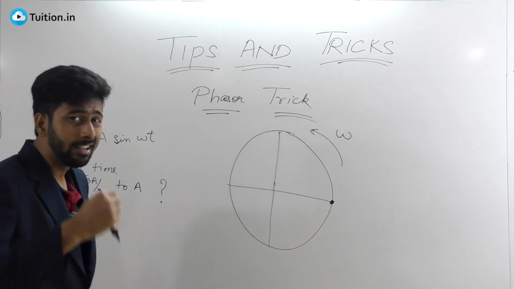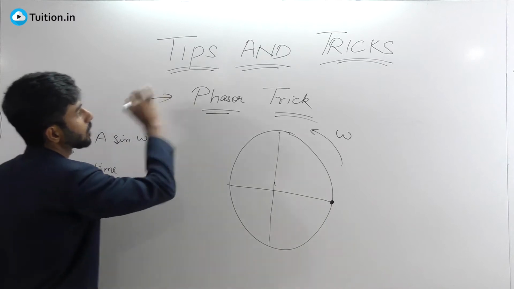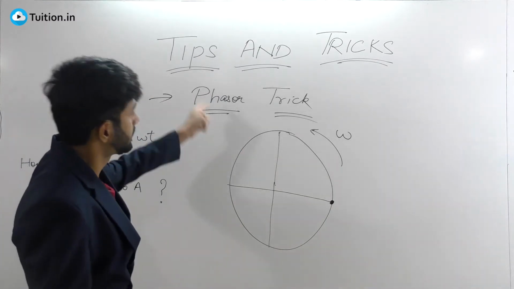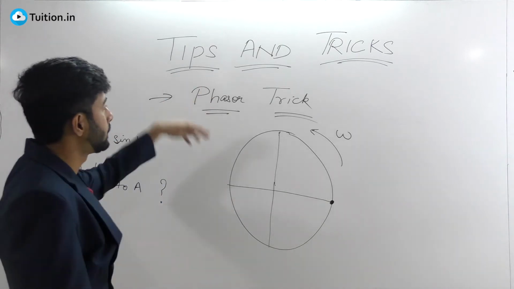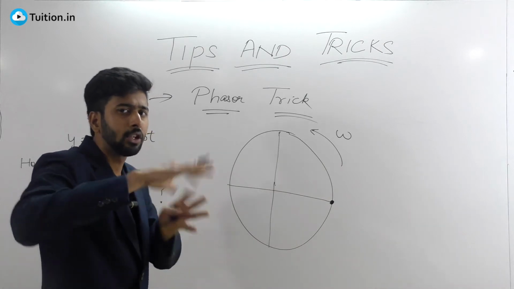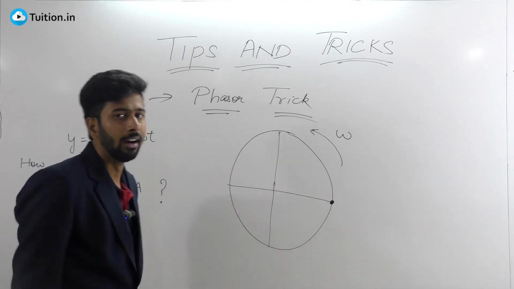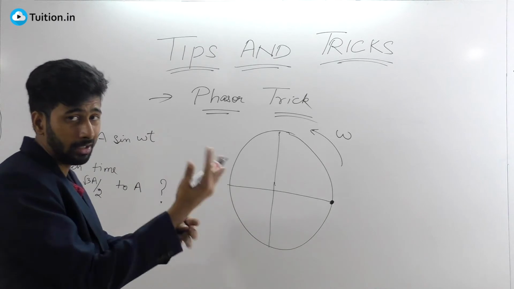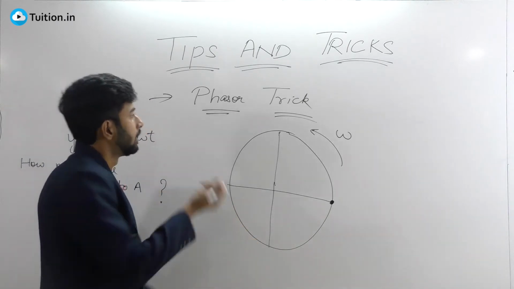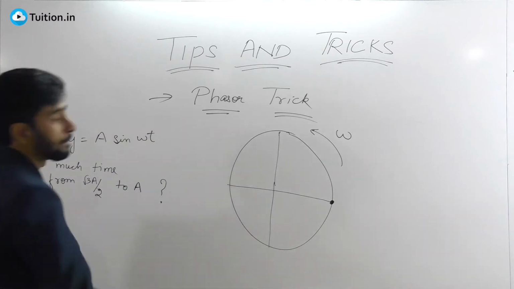Let's look at another very useful trick called the phasor trick from this particular chapter, simple harmonic motion. Remember, of all the tricks that I've told you, this is the most powerful of all, because here you can visualize motions. Here you can also visualize how two separate SHMs will look, and how to solve problems which involve two SHMs happening at the same time.